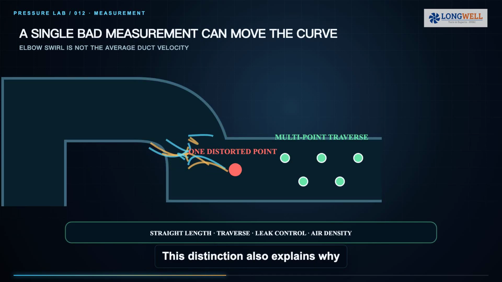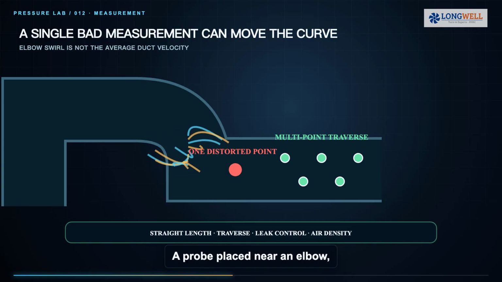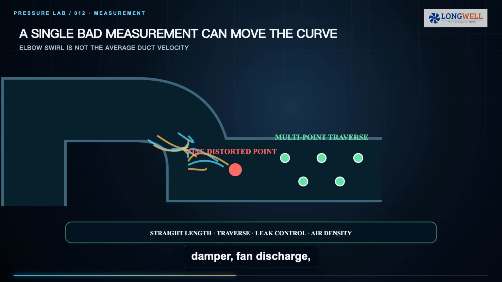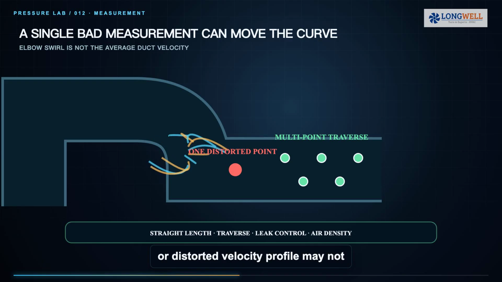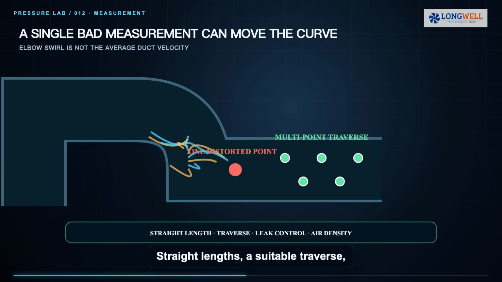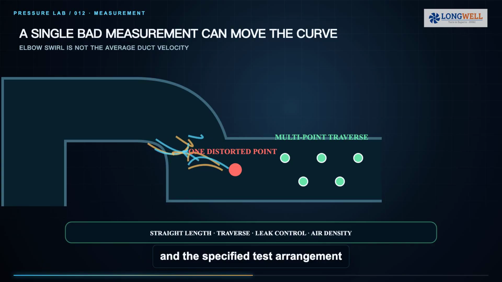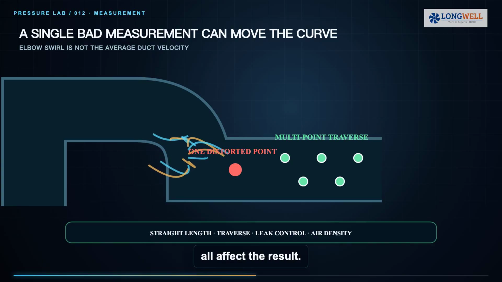This distinction also explains why measurement location matters. A probe placed near an elbow, damper, fan discharge, or distorted velocity profile may not represent the average section. Straight lengths, a suitable traverse, leak control, air density, and the specified test arrangement all affect the result.